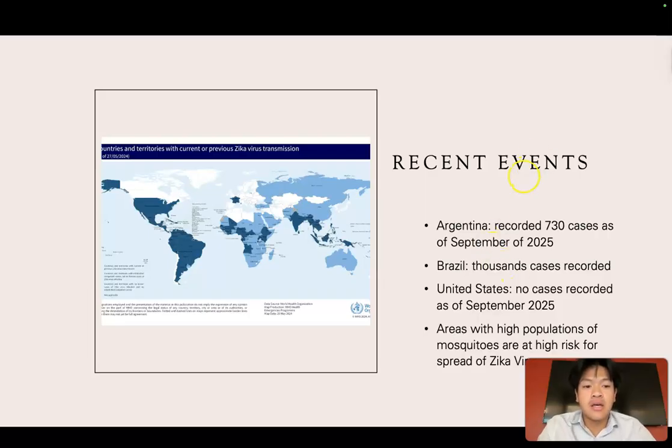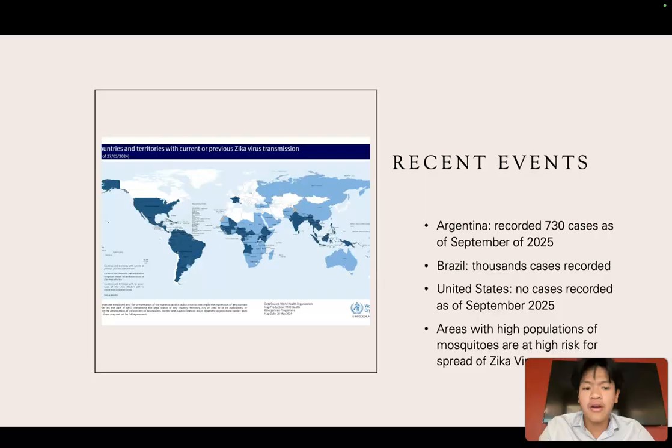So Argentina recorded 730 cases as of September 2025, and then Brazil actually had one of the highest, and still currently does, with thousands of cases still recorded. And surprisingly enough, the United States has no cases recorded as of September of 2025.